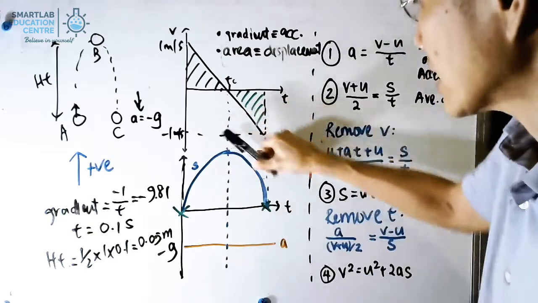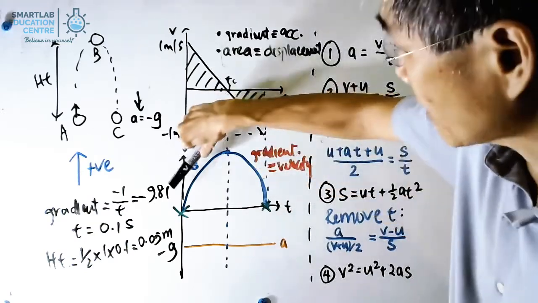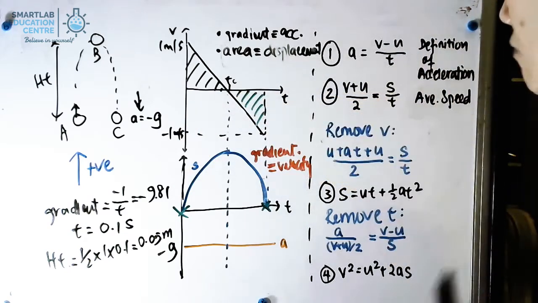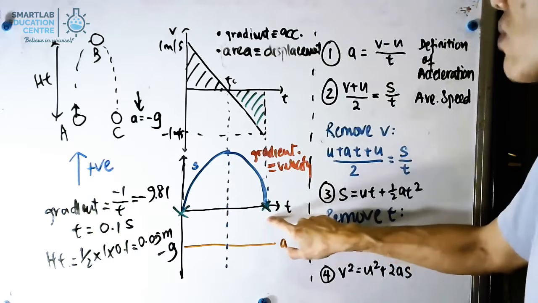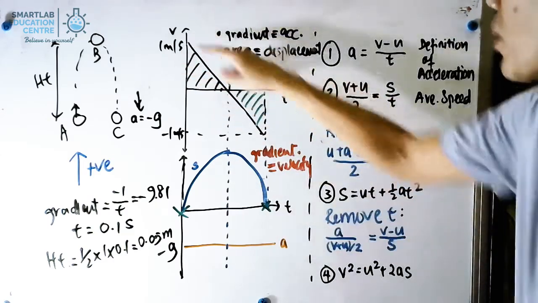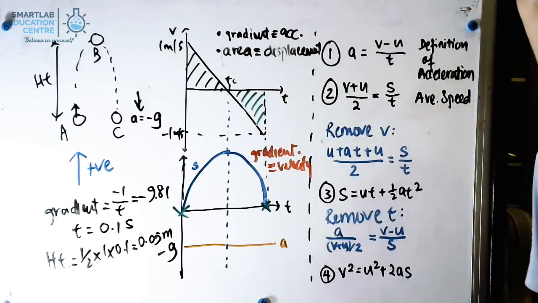Therefore, the gradient of the ST graph has to turn negative. So bear in mind that initially the gradient is positive, then on this portion it becomes negative. And obviously it returns back to 0, as we mentioned, because when both the areas add up together, this is positive, this is negative, you end up with actually a 0 displacement.